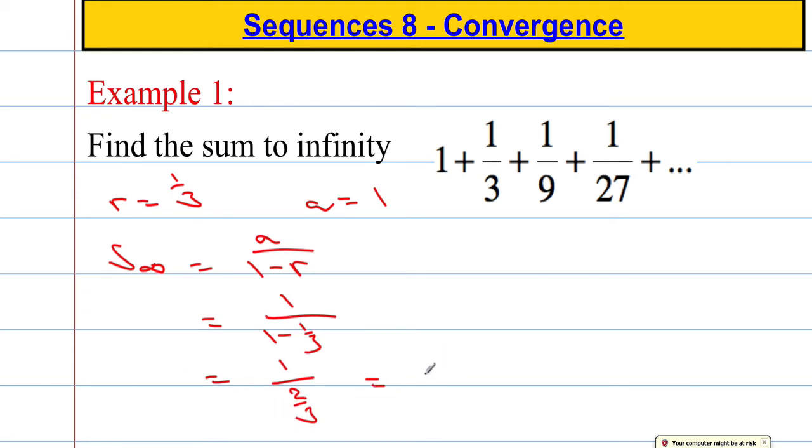And just moving along here, I'm going to multiply above and below by 3 over 2, which is going to give us 3 over 2. So this geometric series tends towards 1.5.